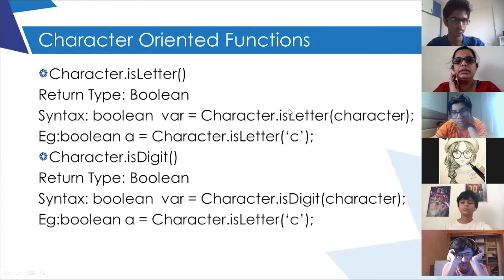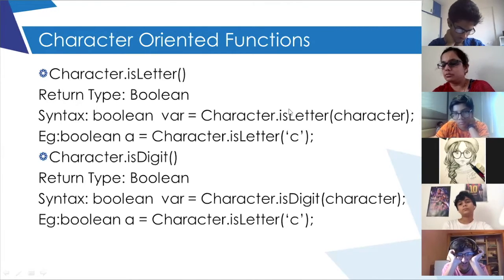So the next function is Character.isDigit. Same process, but for numbers. It will check for a number. Say if in place of C I have written 5, then it will return the value true. And if it is any character or a special symbol, it will return the value false.